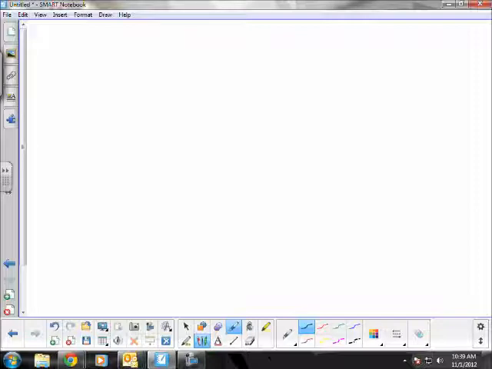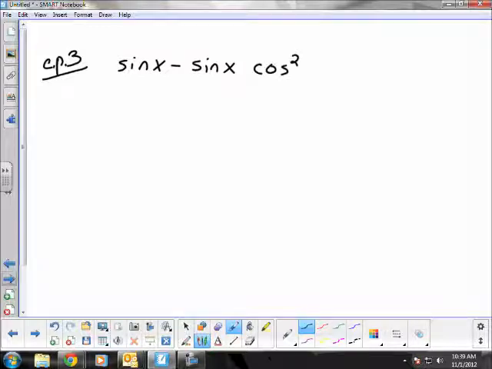Checkpoint 3. We've got the sine of x minus the sine of x times the cosine squared of x is equal to the third power of sine of x. Okay? Again, which side do I probably want to work with? The long one, the left side.